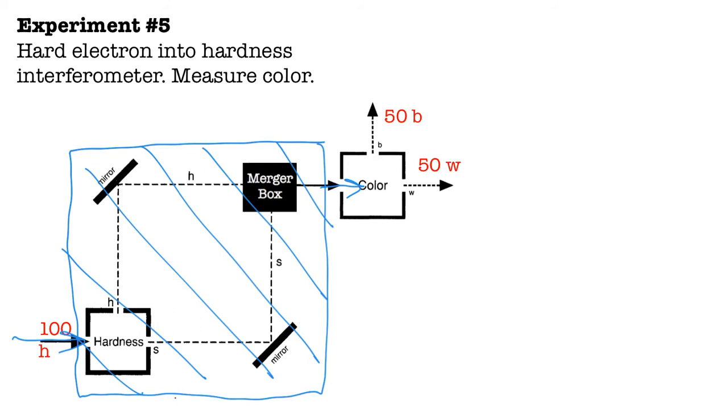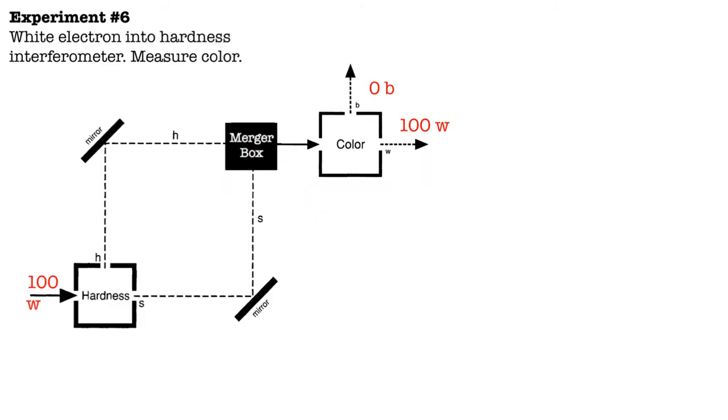Now, you might be wondering to yourself, well, the two explanations that you just gave sound awfully similar, right? In both cases, you end up with 100 hard electrons entering the color box. But there's a very important difference, which we're going to uncover when we talk about the next experiment. Okay, guys, brace yourself. This is experiment number 6, and this is where we can start to distinguish between all of the explanations that we've been given so far for experiments 4 and 5.